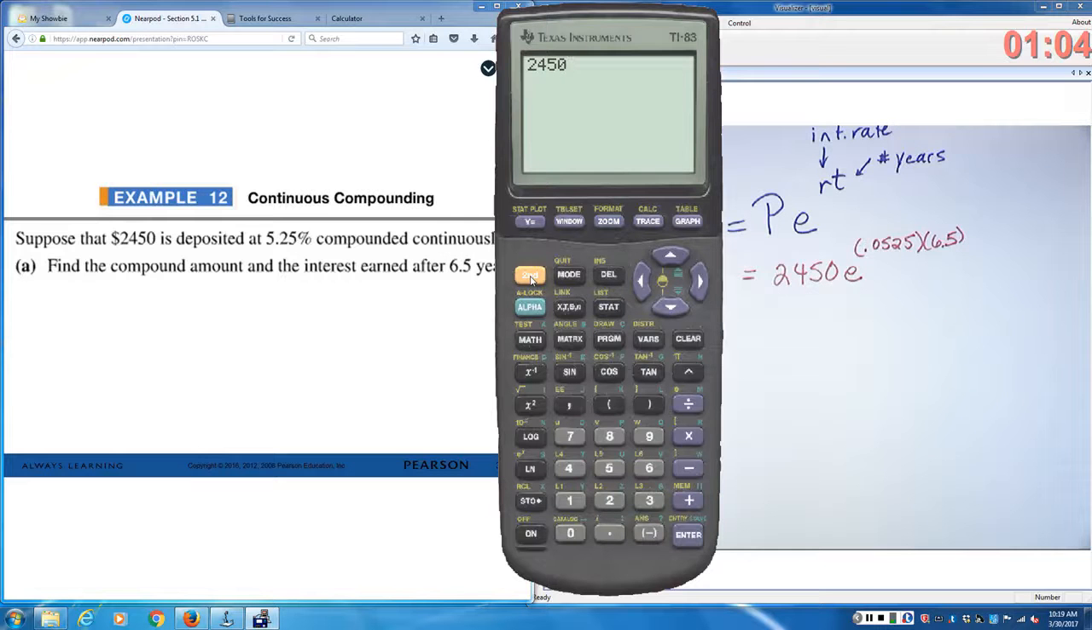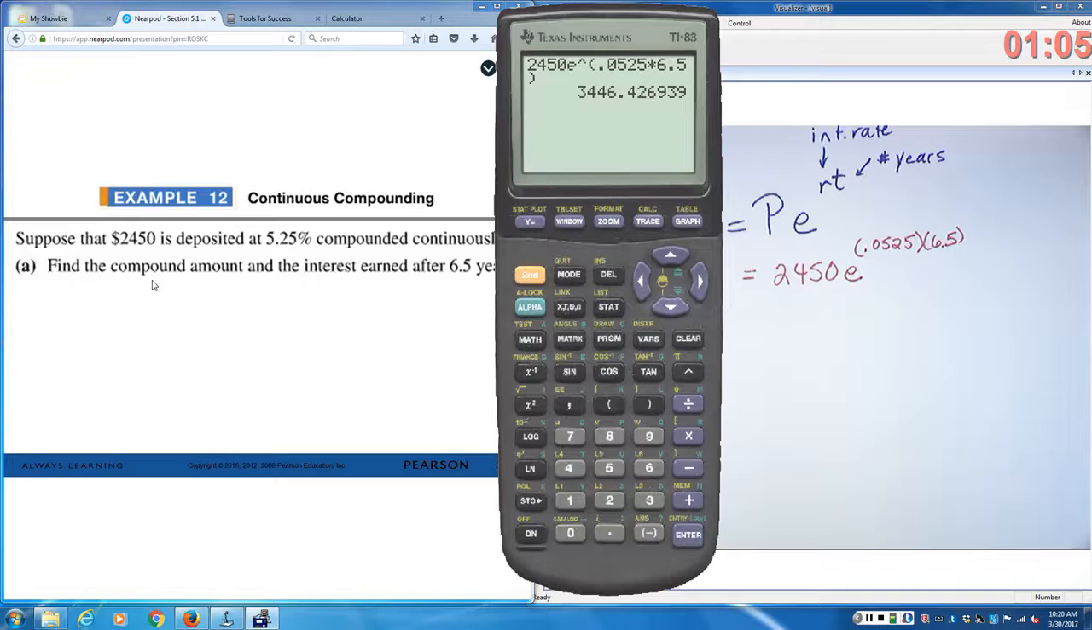And your E is the second function and the LN next to the number 4. And then you have to put your power in parentheses, and you need to spell out your multiplication. So it's 0.0525 times 6.5 for the number of years. And then close your parentheses. And hit enter. And you'll have 3446.42.